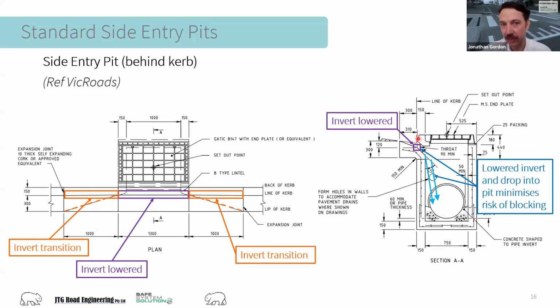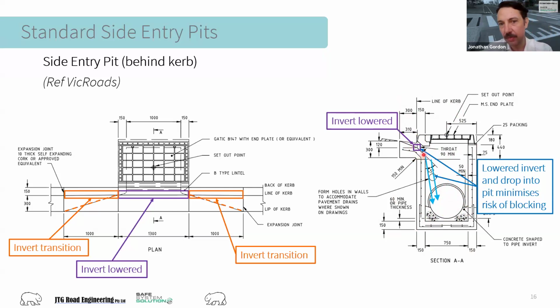By self-flushing and self-cleaning, I mean that litter that builds up at the throat gets pushed through and it doesn't sit at a similar level to the invert, it actually drops into the pit. And it takes very leafy environments for these to become a maintenance burden, even though they may require maintenance. It's not so much likely to become a burden in itself. So side entry pits are fantastic. That lowered invert is a key component in how they operate.